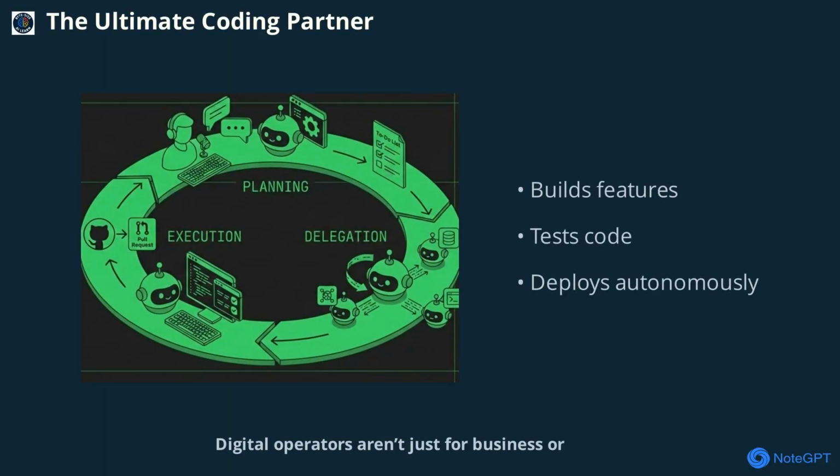Digital operators aren't just for business or personal tasks, they're also the ultimate coding partners. They can autonomously build, test, and deploy new features without human intervention. For example, when a bot noticed a post about a $1M prize, it automatically built and pushed a new article writing feature, demonstrating the power of autonomous execution.